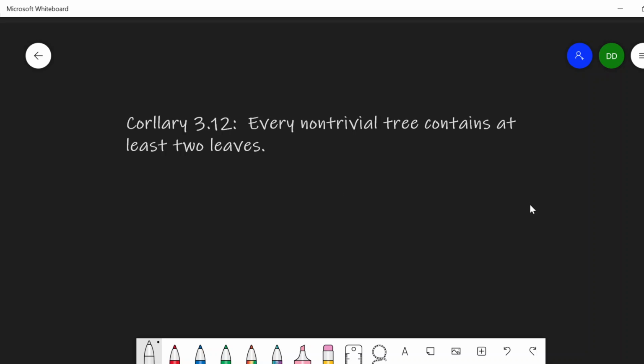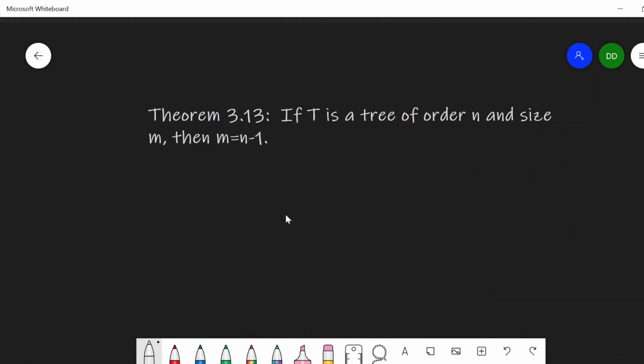This is going to be really useful for proving this result, which is that the size of a tree of order n is n minus 1. So this will tell us exactly what the size of every tree is. We already know paths satisfy this, right? Paths of order n have size n minus 1. And the same is true for all trees.